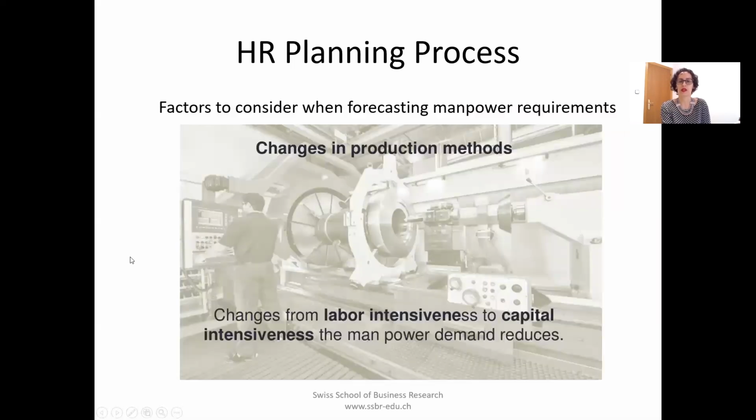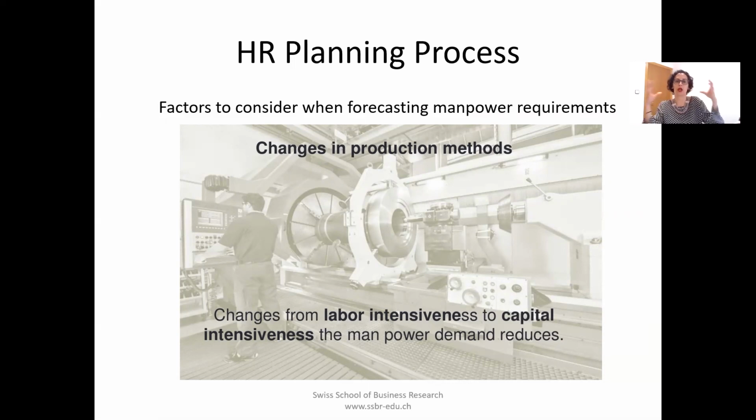So what else do we need to consider? Well, changes in production methods. We've seen that before, where, for example, there may be a change from labor intensiveness to capital intensiveness. What does this mean? When the manpower demand reduces, there is a change where, for example, let's say that our manufacturing plant is going to be now including, let's say, 10 new machines that are robots and only need to be manned by one person, as opposed to machines that have to be manned by one person each.